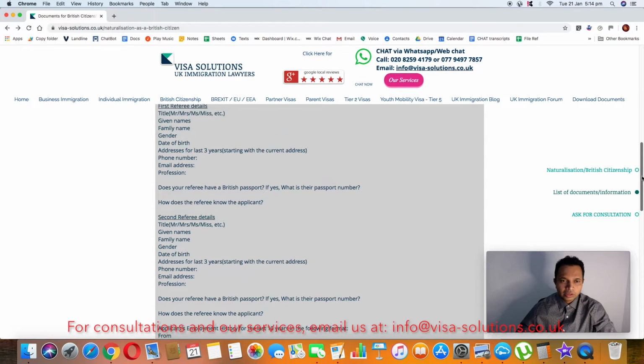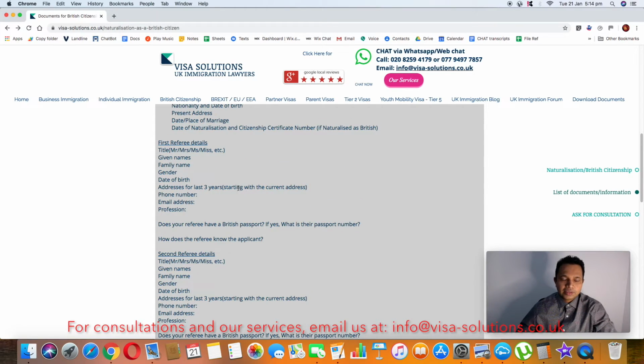About the referees, as discussed before, the referees need to provide these details: their name, gender, date of birth, last 3 years addresses, starting with the current address, phone number, email address, profession, and if they have a British passport, their British passport number, and how they know you. For example, maybe a friend, work colleague, friend's friend, relative.